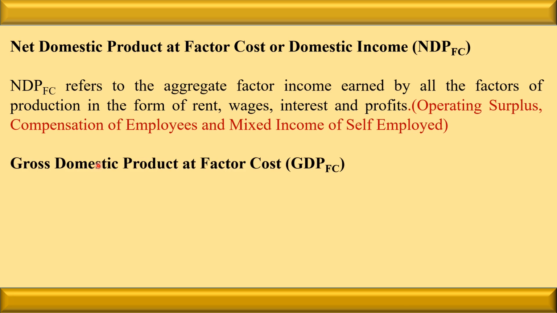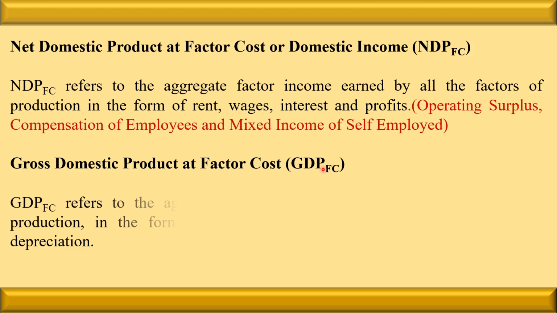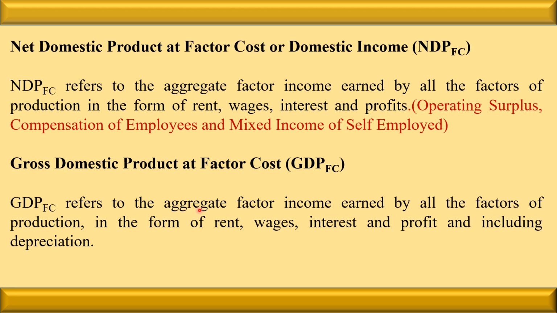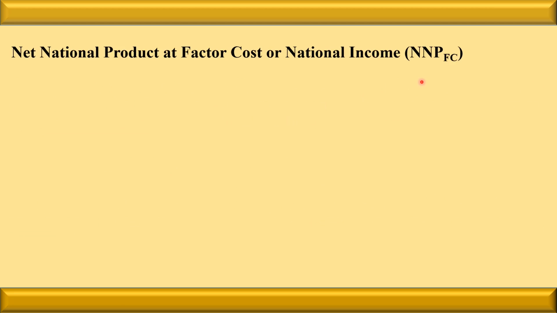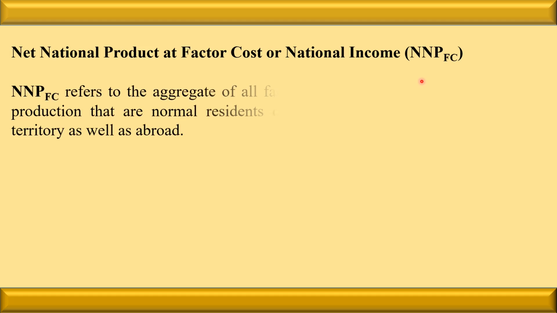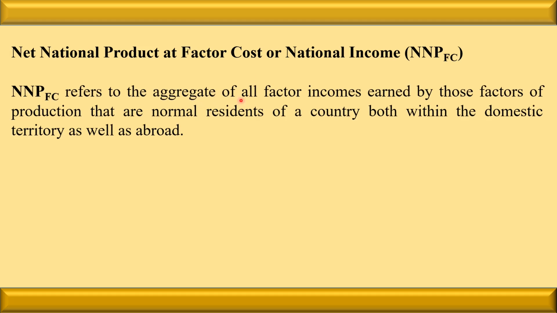Let us see the next aggregate, that is GDPFC, gross domestic product at factor cost. It refers to the total factor income earned by all the factors of production. Here gross is written, it means including depreciation. Let us see the next one, that is NNPFC. It refers to the aggregate of all factor income earned by all factors of production within the domestic territory as well as abroad.